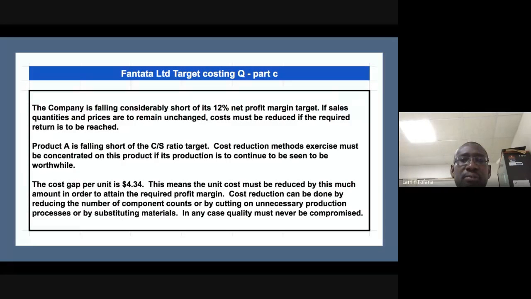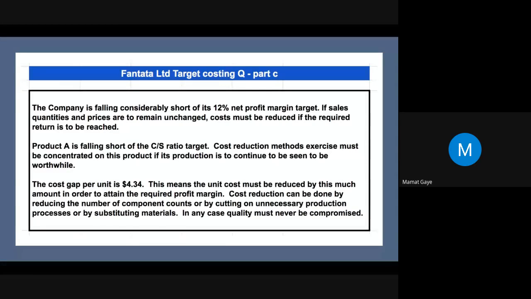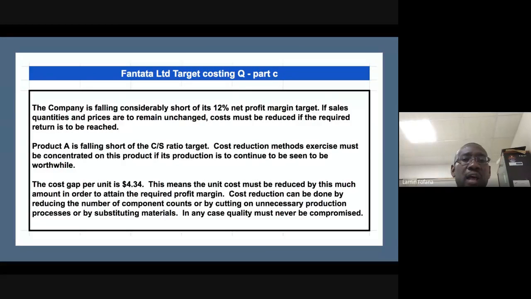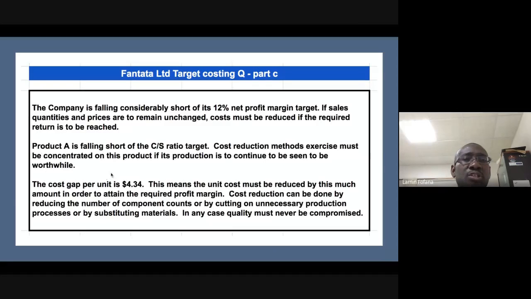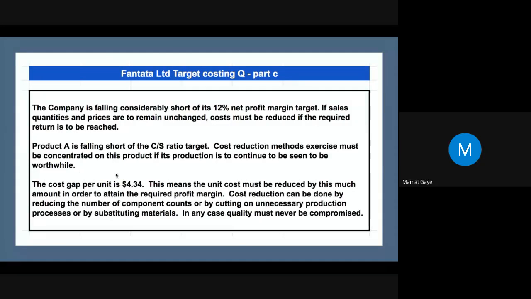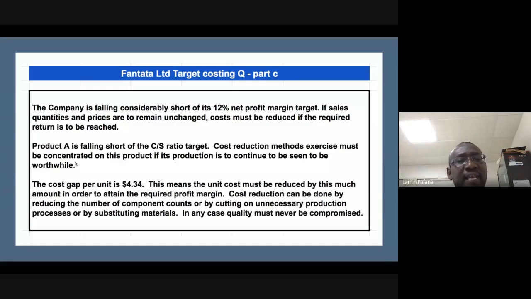Okay, are you with us? Yes. I showed you one. Okay. So as you can see on the slide, it says product A is falling short of its CS ratio target. Consideration must be concentrated on this product if its production is to continue to be seen as worthwhile. So when we calculate it, we will see clearly that it will fall short of the 25% target.